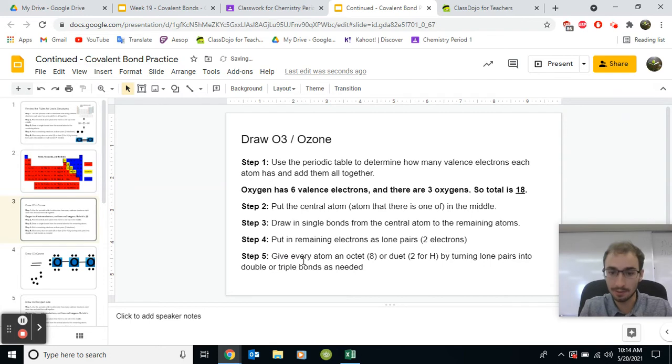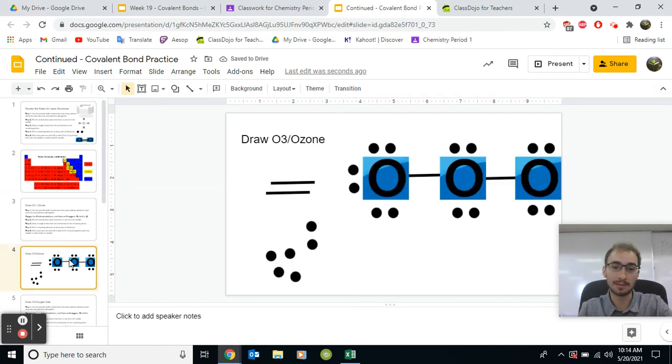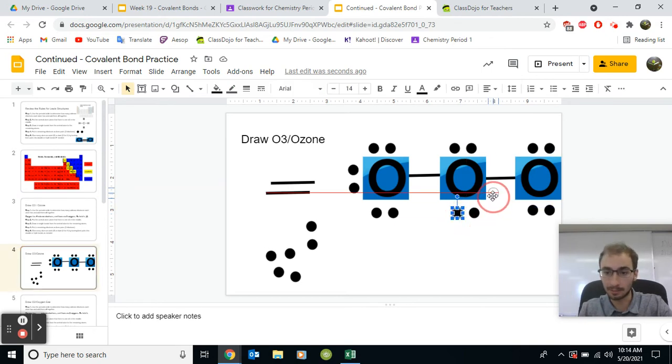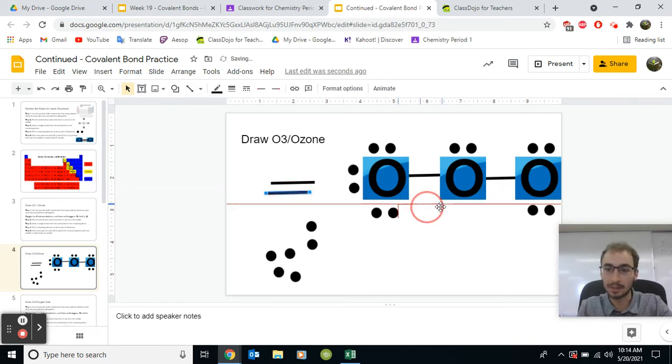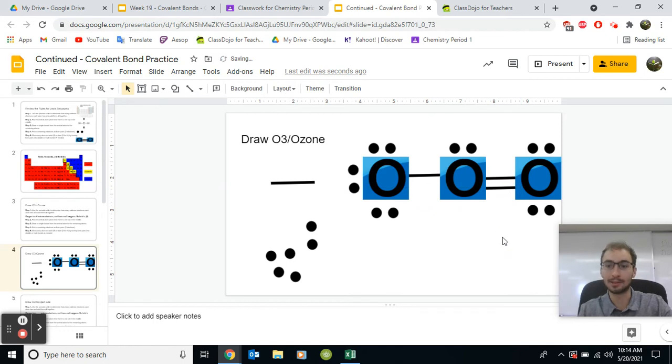Step 5 says, give every atom an octet by turning lone pairs to double or triple bonds as needed. So remember, when you're making a double bond, basically one of the elements nearby is going to give up its lone pair to make a double bond. So it's going to get rid of them, and it's going to make a double bond. Now they should all work out.